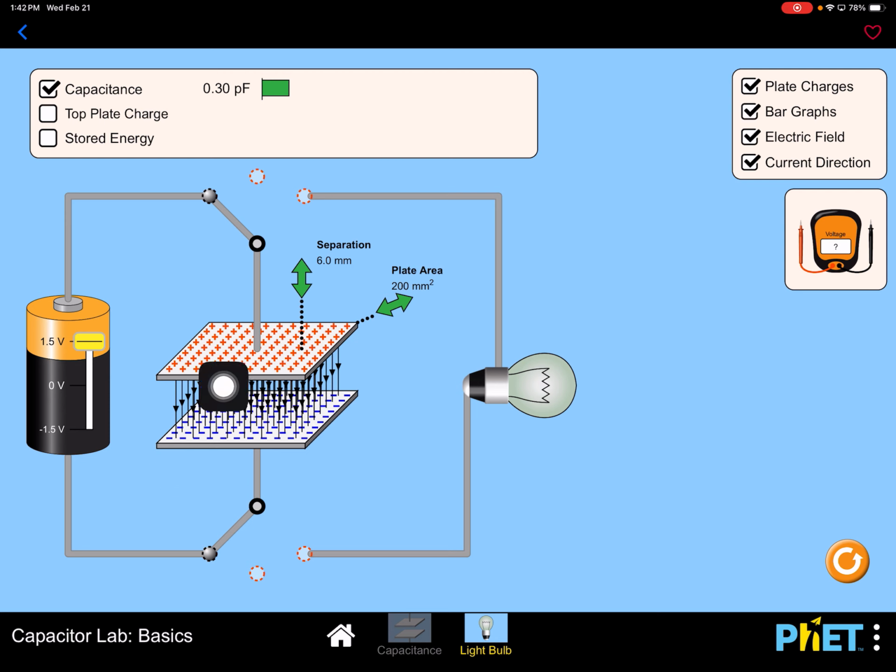This is a metal plate. This is a metal plate. That's charged positive. That's charged negative. So this is being attracted by that, right? What's preventing them from coming together? Do you see anything in there? Why aren't they collapsing, attracting each other and shorting?